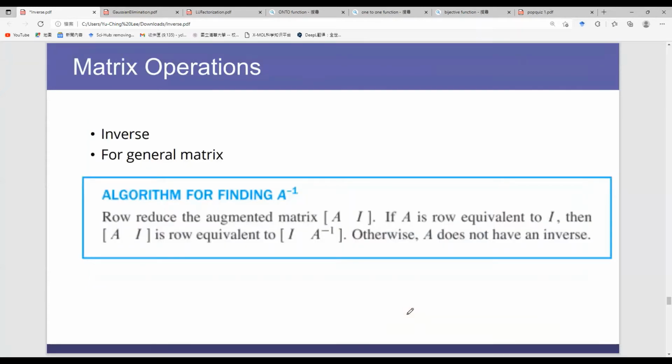Okay, and here's a systematic way to calculate the inverse. 要计算 A inverse,对于一个除了2×2矩阵以外 higher dimensional matrix, we have an algorithm to follow.